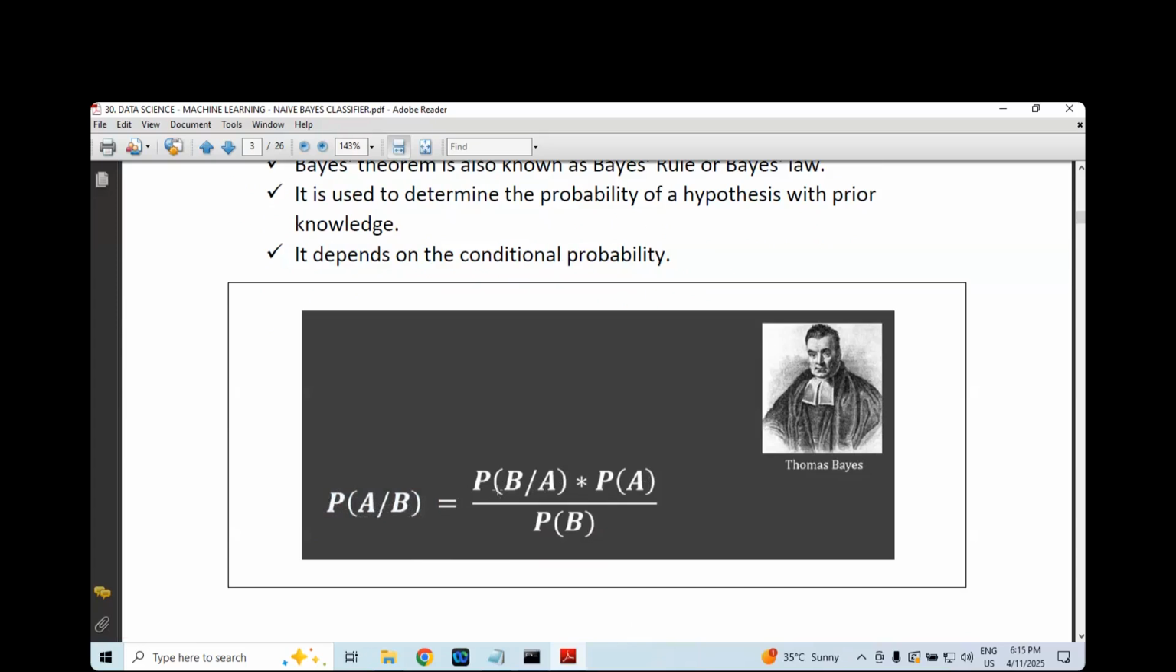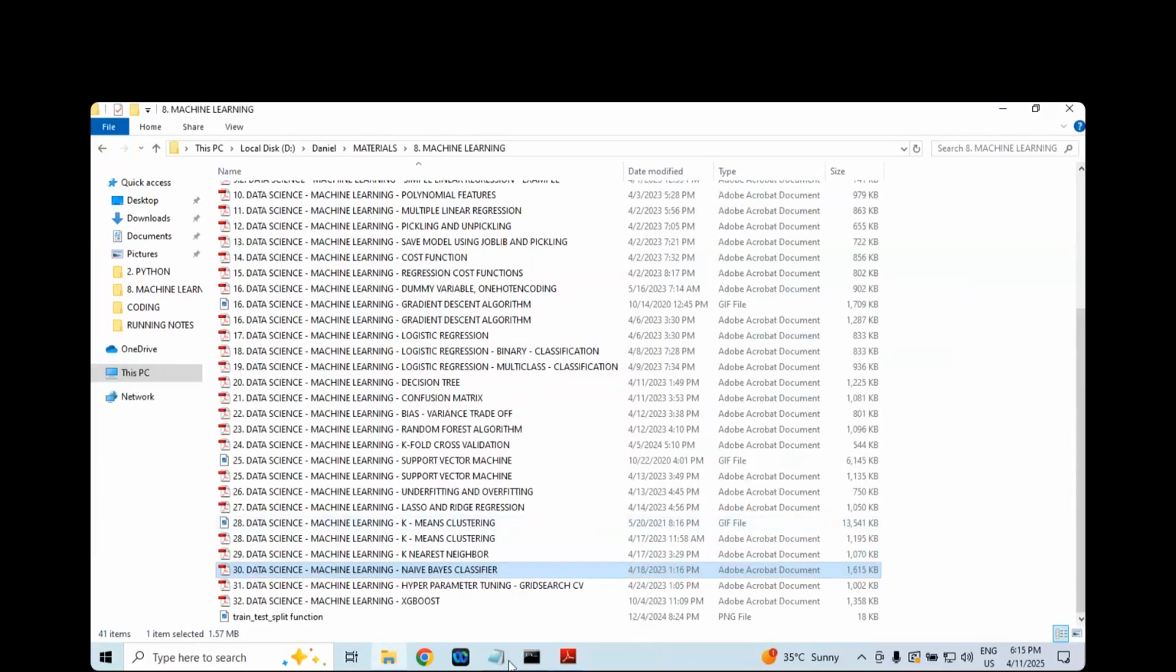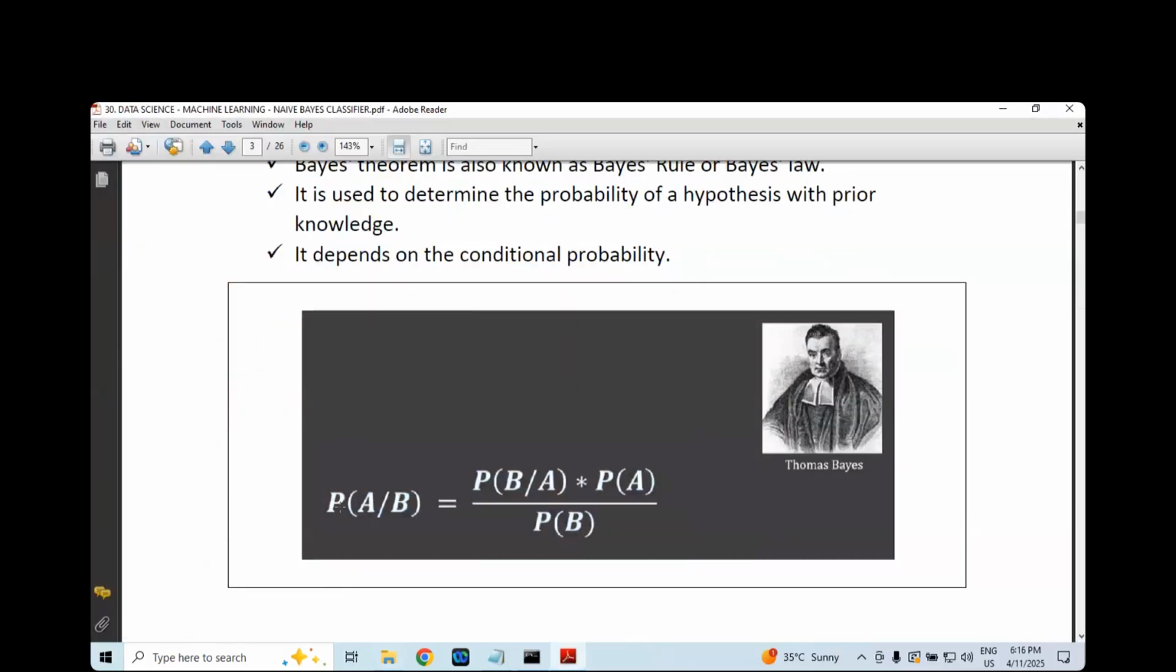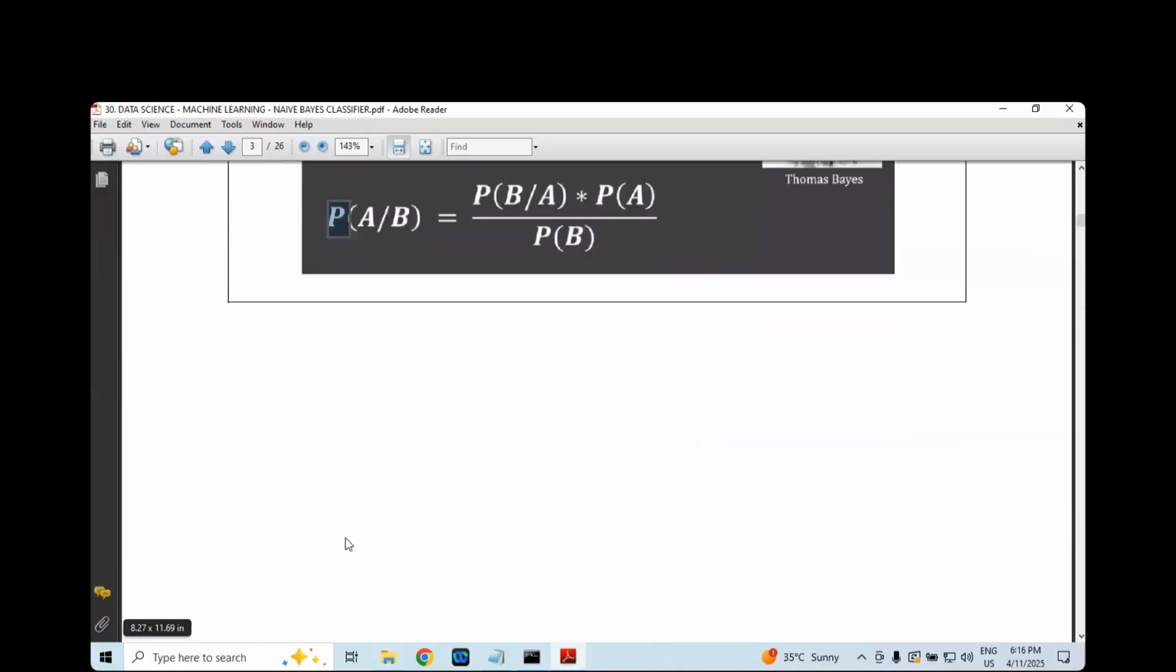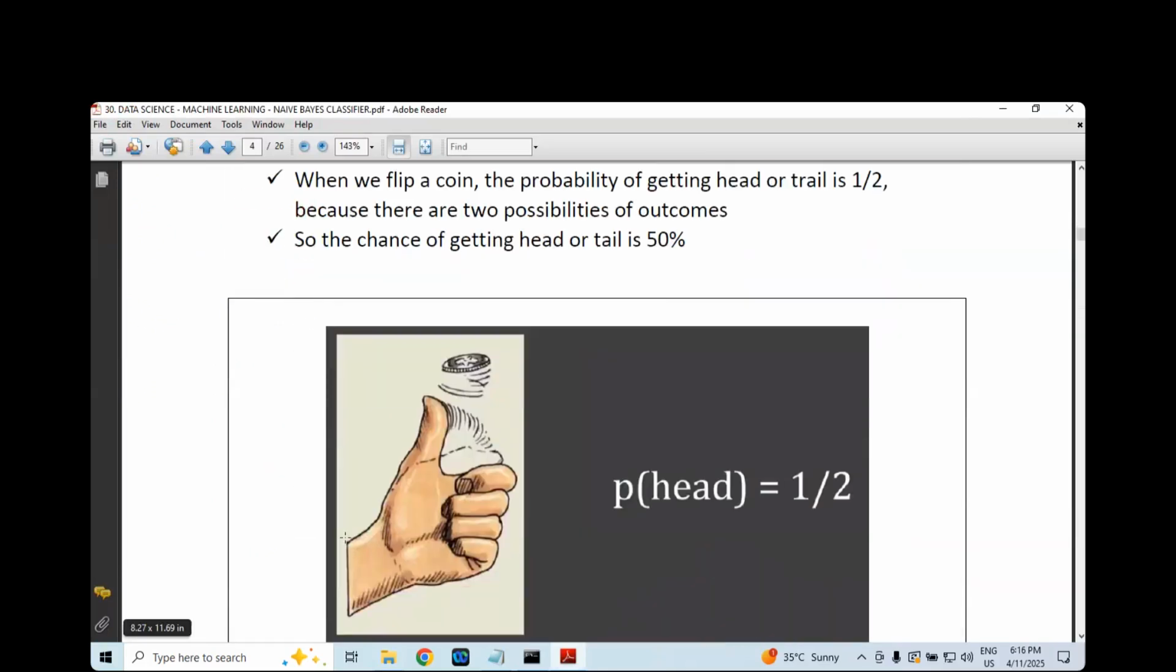P of A by B equals P of B by A into P of A divided by P of B. First of all, P means, sir. Can you tell me what is P actually? Probability. That formula we are going to work with actually.